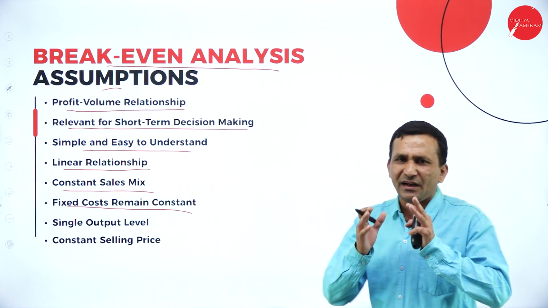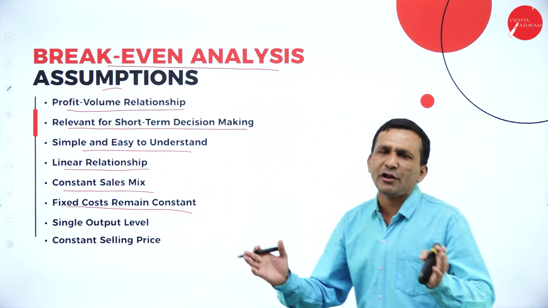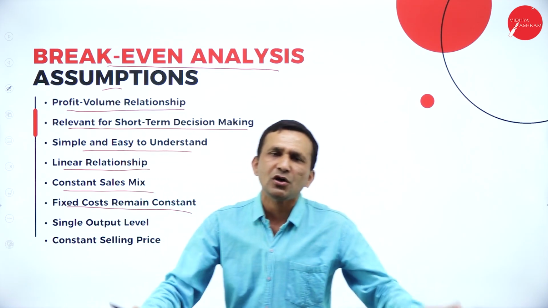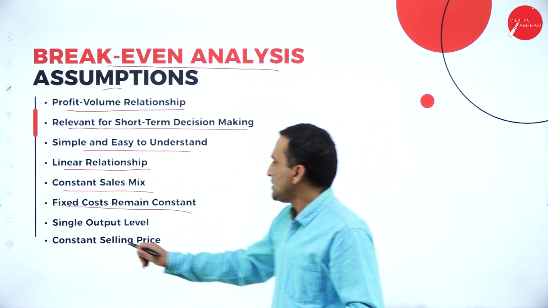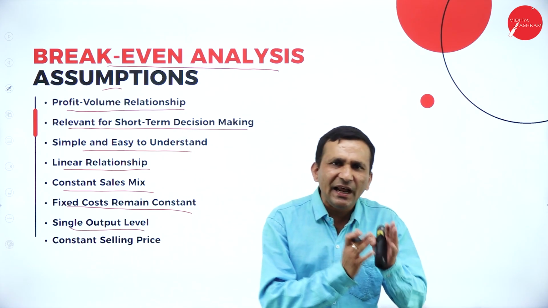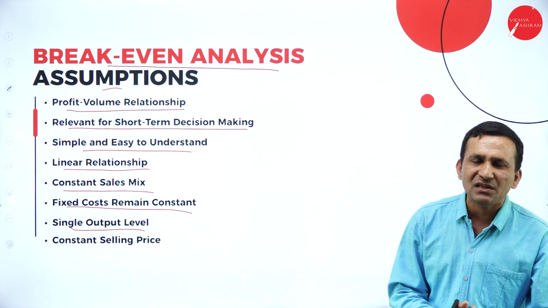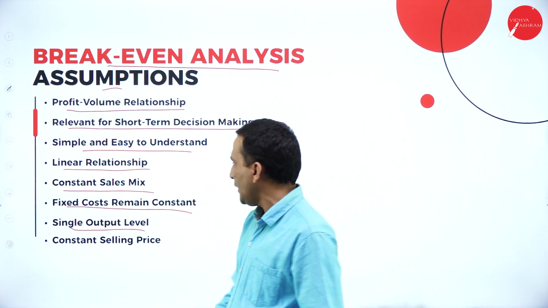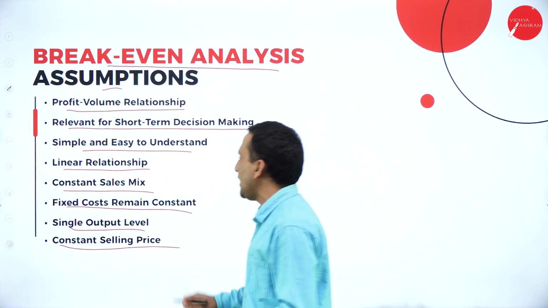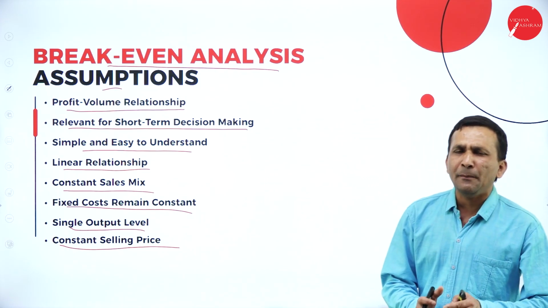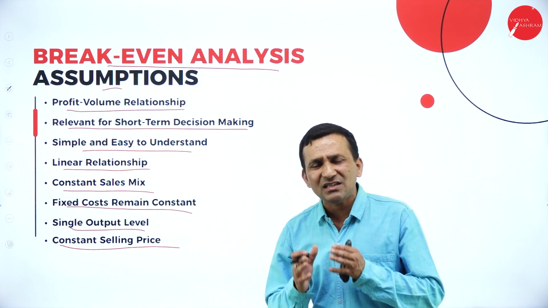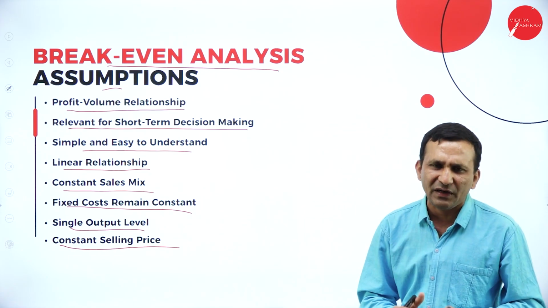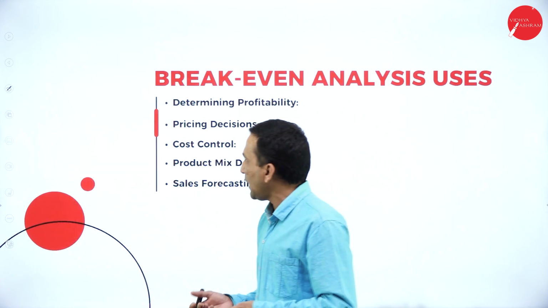Either you use the same space to produce 100 or 200, the rent cannot be changed, it is always fixed. Again, a single output level, because each time you adopt the marginal costing technique, we can find a single output level. Next one, constant selling price. Why are we preparing a marginal cost statement? To find out the selling price, how much I want to fix the price.